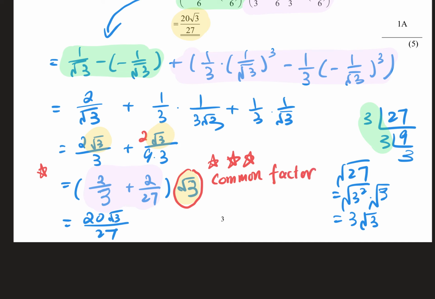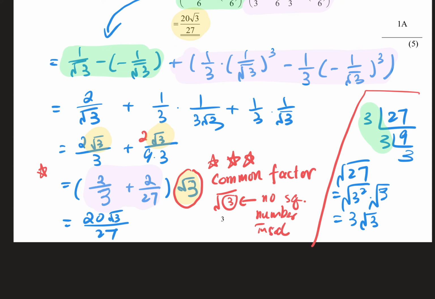Don't look down on this type of skill because for many questions in M2, most of the answers are, you may call, ugly, but they have common factors. Also for the square root, you should get the number which has no square number inside. That's why you have to keep square root 3 instead of putting square root 27.